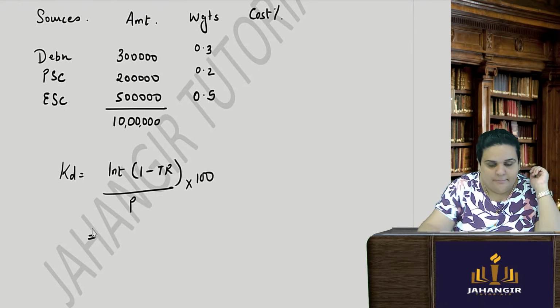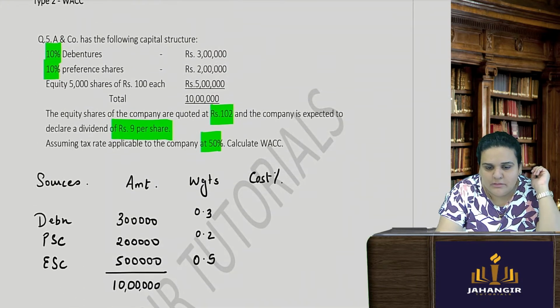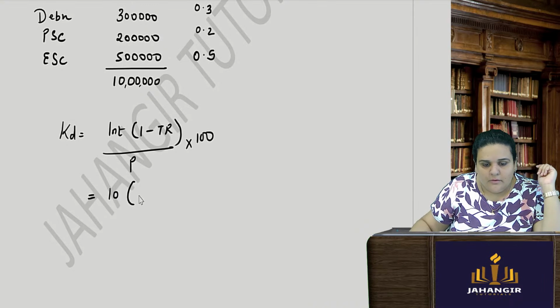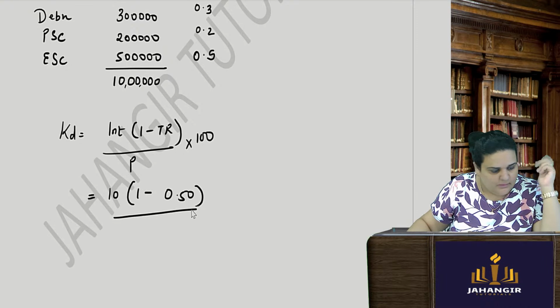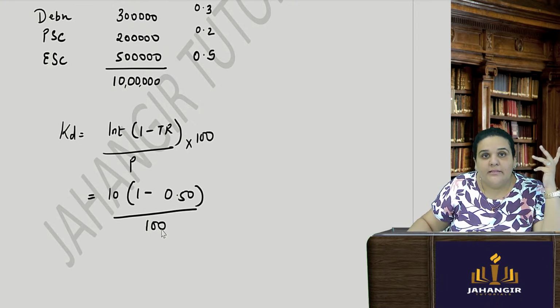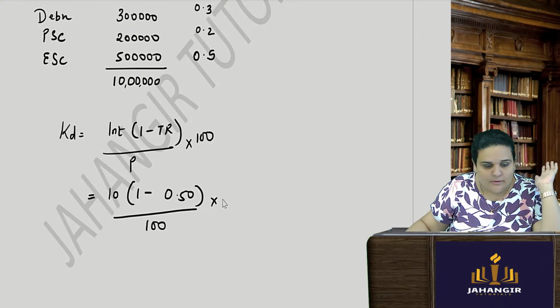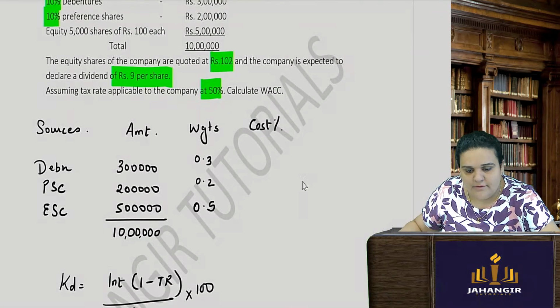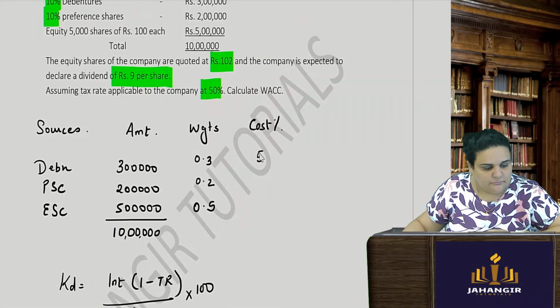Interest is how much? 10%. So 10, of course, I will take on the face value. Nothing is given, so 10 on 100. Tax rate is 0.5, 50%. Price, nothing is mentioned. I am taking the face value, which is 100 into 100. Okay, I am assuming the price to be 100. So here it becomes 5%. So in the cost, I will put 5% here.